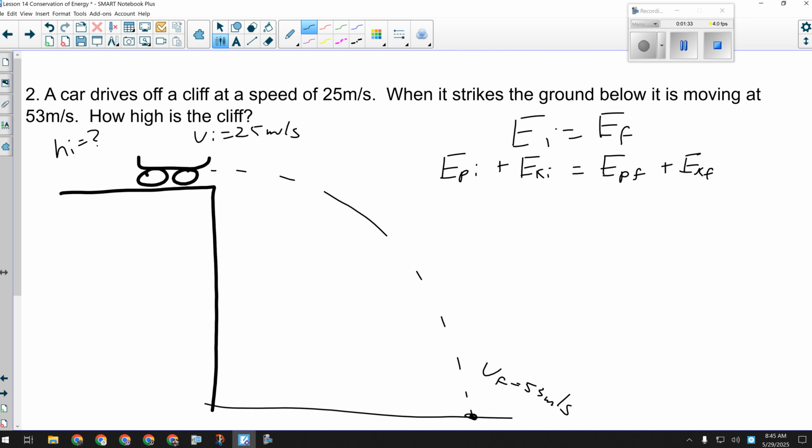Now, are any of those zero? Yes. Which one? Final potential, because the final height is zero, right? So final potential is zero, I can get rid of that. What I'm looking for is the initial height, which is part of this. So I want to get the initial potential by itself. What do I have to do with the initial kinetic?